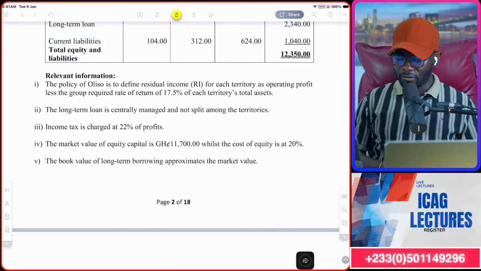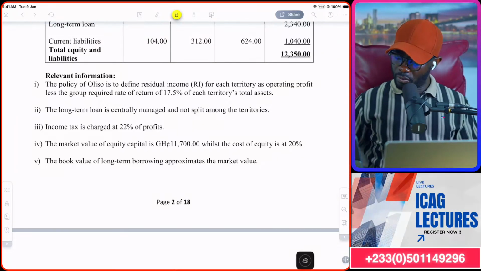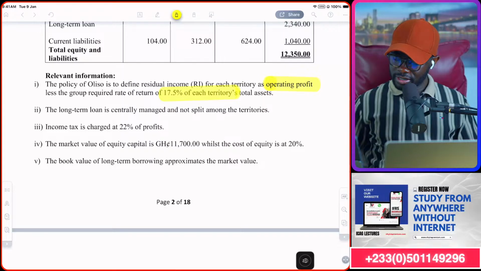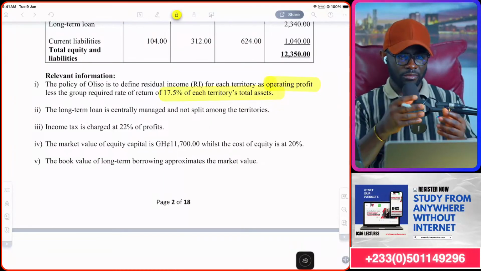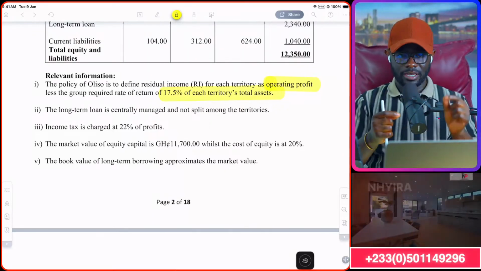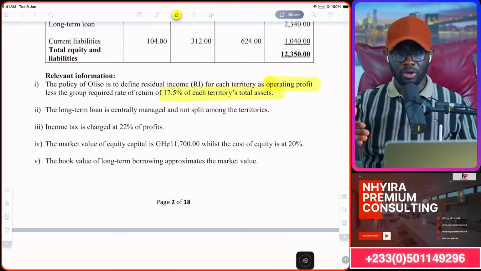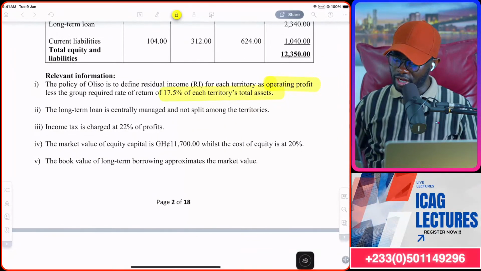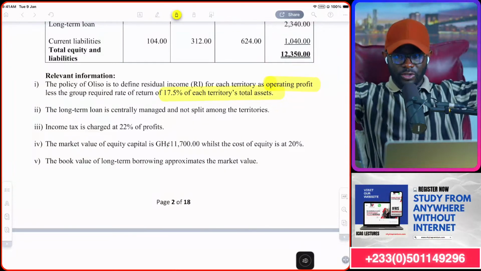The policy of Oliso is to define residual income for each territory as operating profit less the group's required rate of return of 17.5% of each territory's total assets. So when it comes to RI, residual income, it's going to be the operating profit minus 17.5% of the total assets of each of the divisions. Pretty important there. It means the concept here is not necessarily on capital employed, but on total assets. Note 2: the long-term loan is centrally managed and not split among the territories. Good news, because it's centrally managed, so it sits with the head office.